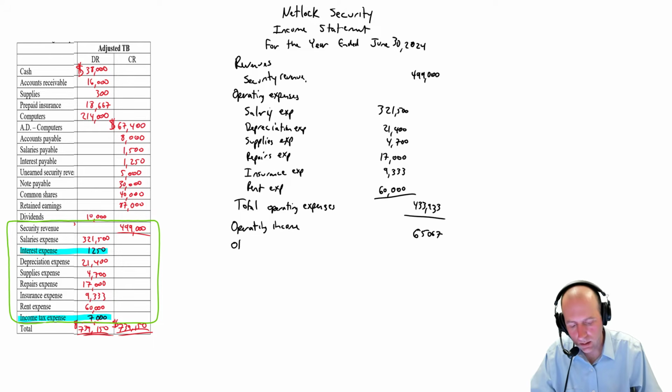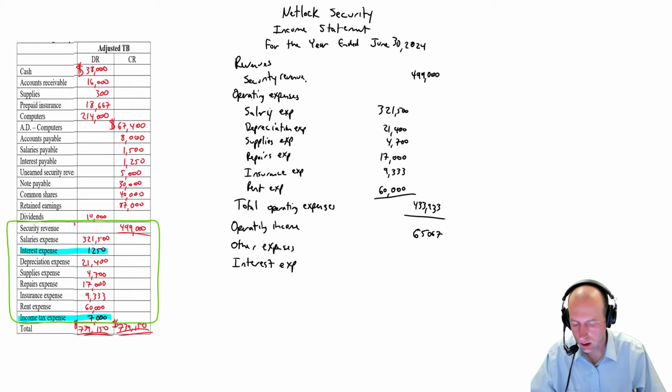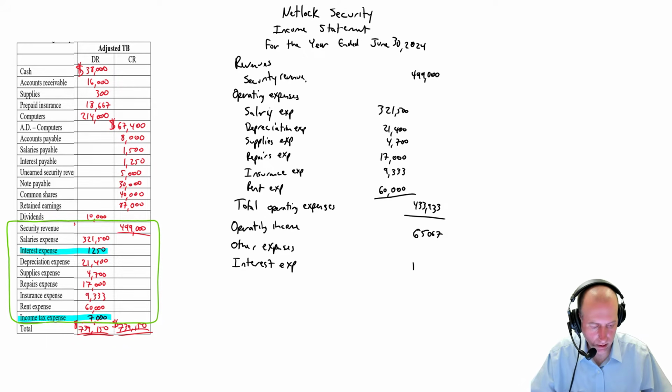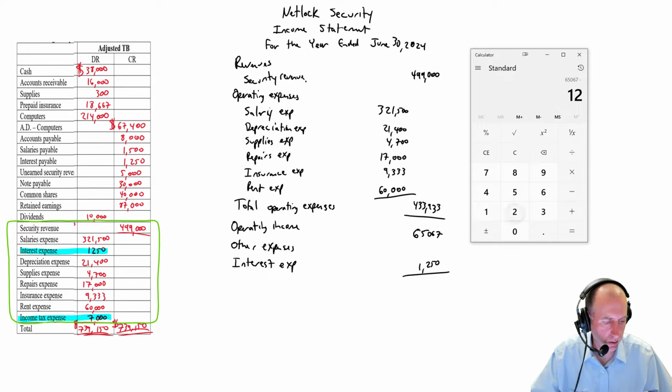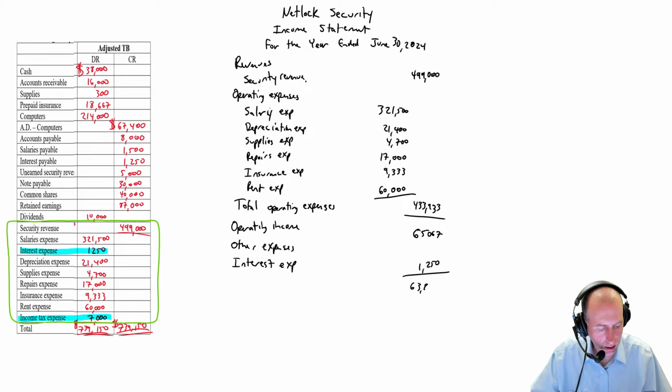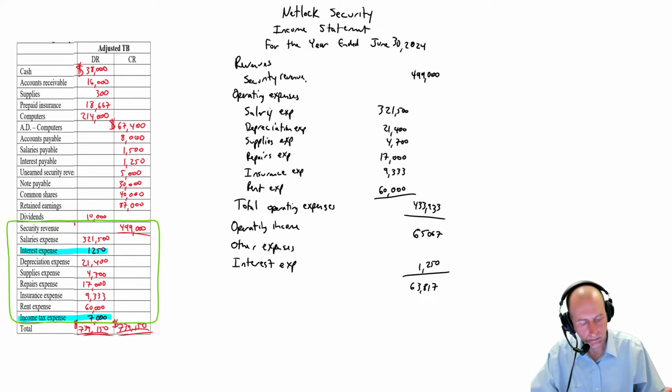Now we have another expense. Other revenues and expenses, and we just have other expenses, and it is interest. Interest expense of $1,250. So $65,067 minus $1,250, $63,817. And that is our income before tax.